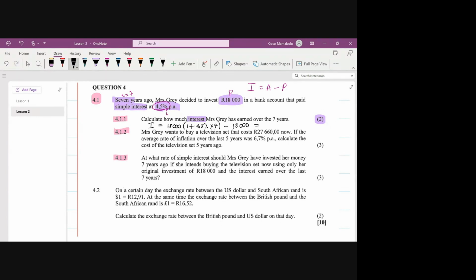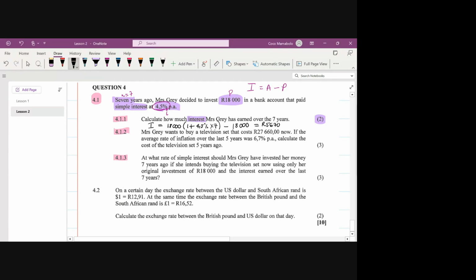4.5% times 7, close brackets, minus 18,000. And that would give us 5,670. Does that make sense? I hope I'm making sense, Narisha. You can do it separately, but you'll be wasting time. You can do it all in one go. Lovely, because that is A. We know exactly what A is. A is equal to P open bracket 1 plus I.